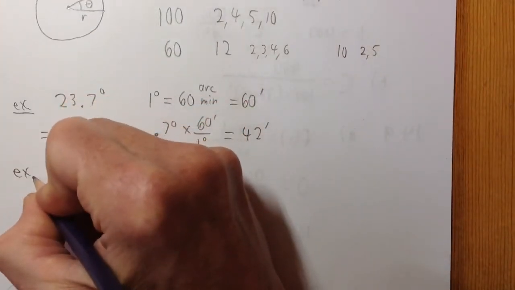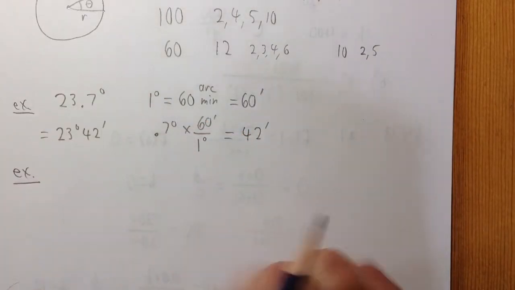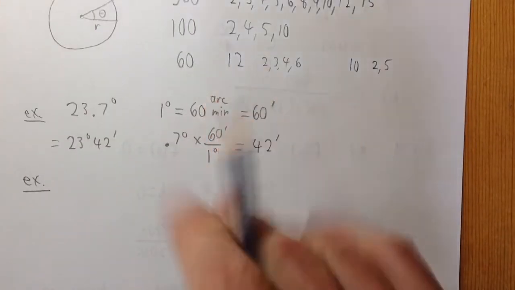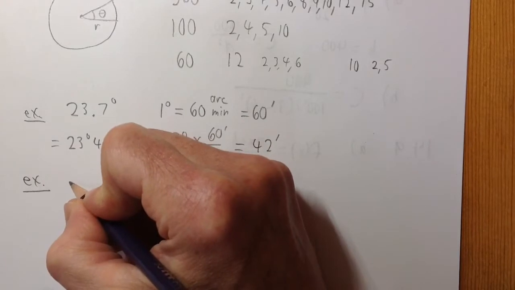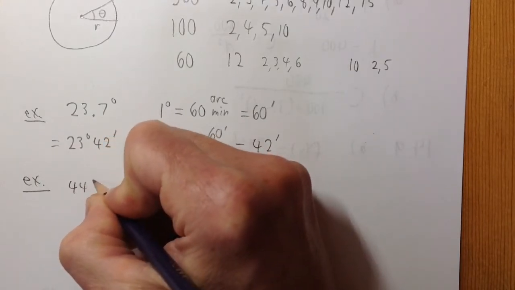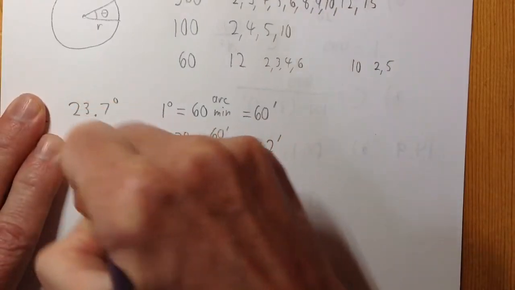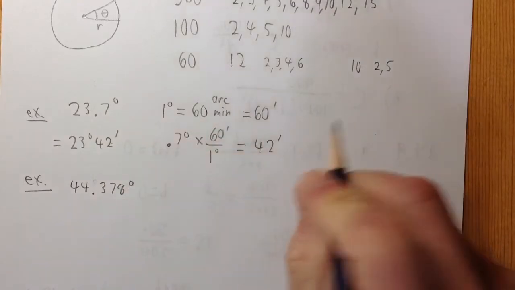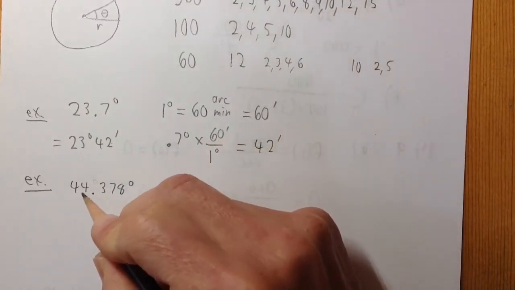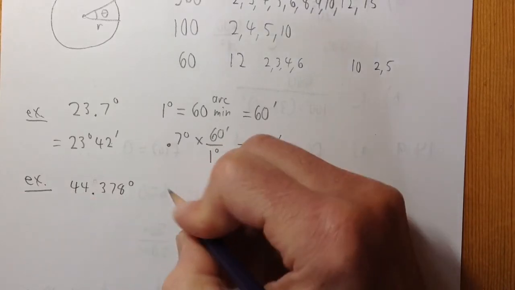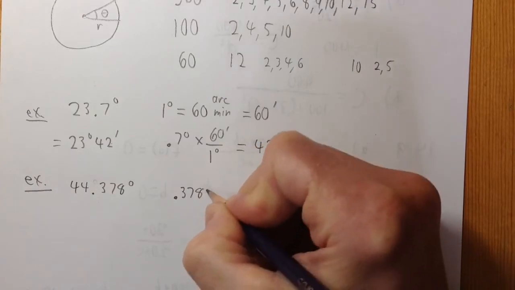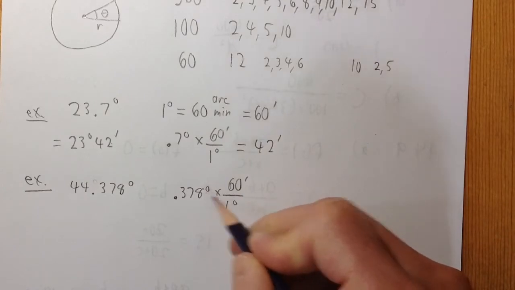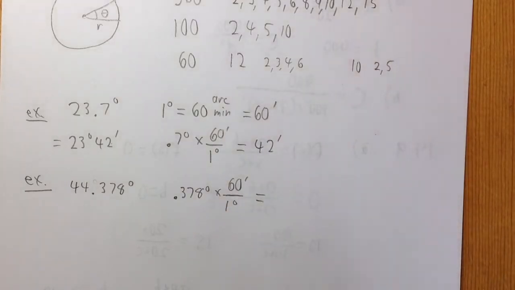Let's do another example, like 13.1. 13.1 just has you converting, 15.1 has you converting things like this. Let's do a little bit harder one. Let's say we have 44.378 degrees. Well, the 44 stays the same, it's 44 degrees, but we have 0.378 of a degree. So first we go 0.378 degrees times 60 minutes per 1 degree. That's just to make sure we're doing it right. Yep, that's right. Units cancel. So what's 0.378 times 60?